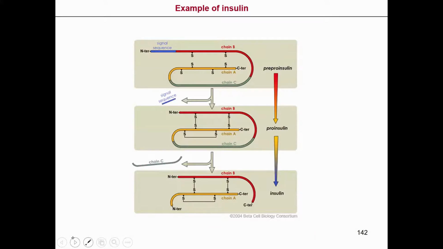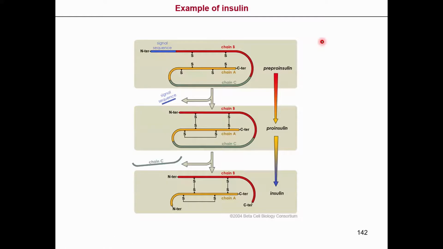So my last example is insulin. Insulin is a peptide hormone produced by the pancreas. And you know that it regulates the metabolism of carbohydrate and fat by promoting the absorption of glucose from the blood to the muscle. Okay, so it's very important to have this insulin, and usually diabetic people cannot produce insulin.